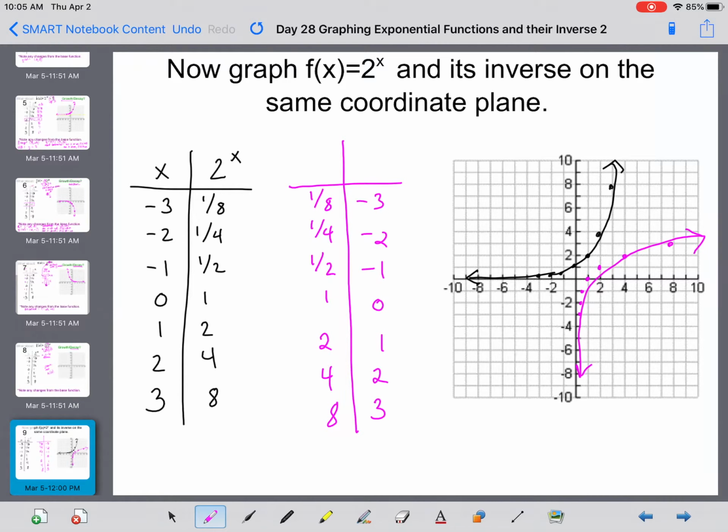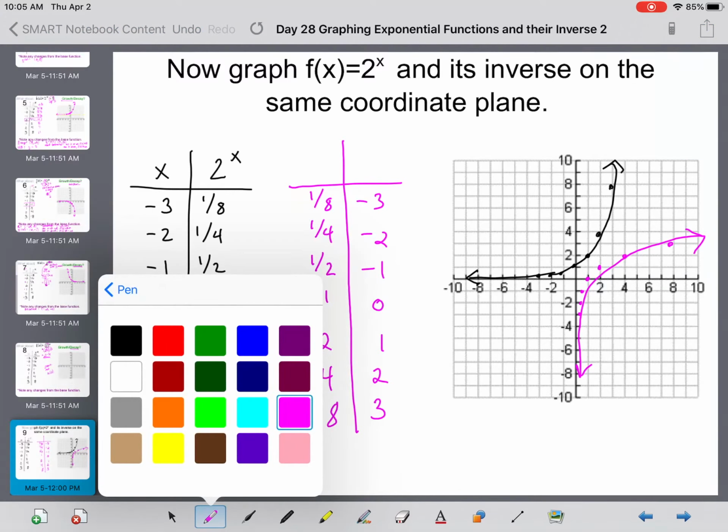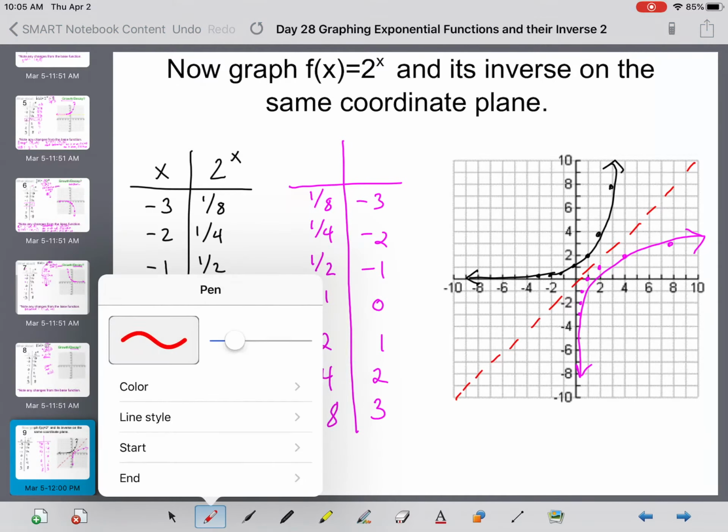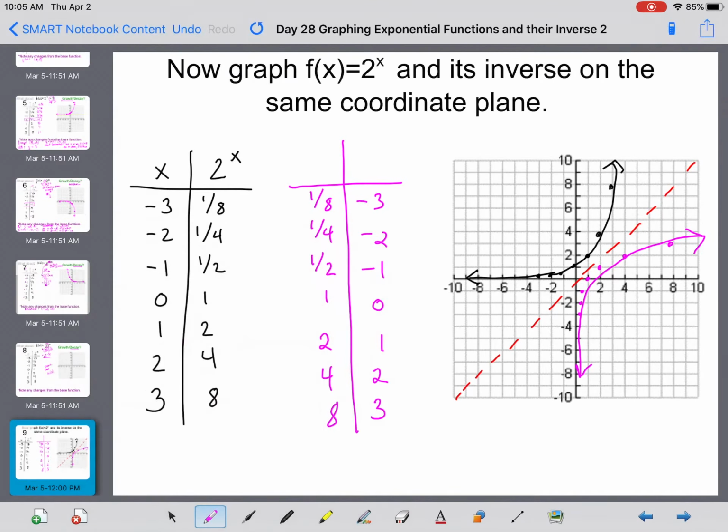So there's my inverse function. Now, remember inverses are reflected over the line y equals x. So let me just roughly sketch that line in. I think that makes it a lot more visually easy to see that this inverse function is reflected over that line y equals x. So this pink line, whatever this function is going to be, is the inverse of the exponential function. Okay, so we end up with something that looks like this.